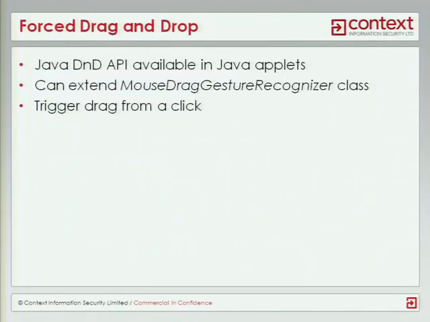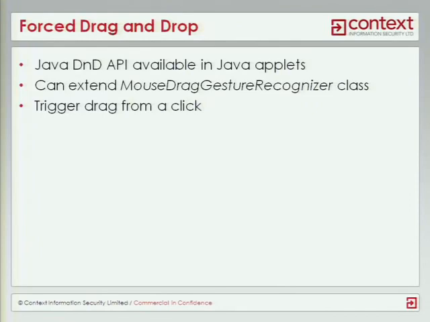Now, Java has its own drag and drop API, separate from the one in web browsers. The API is a bit more advanced than in web browsers, and there are various interesting things that you can do with it. So, for example, there is a class called mouse drag gesture recognizer. Now, in a Java applet, we can actually override that to change the behavior of how a drag and drop operation works.